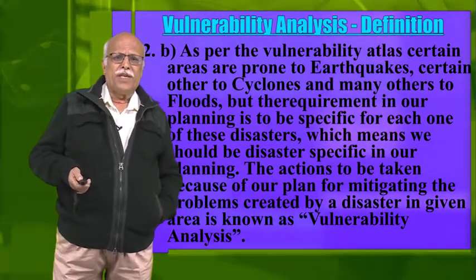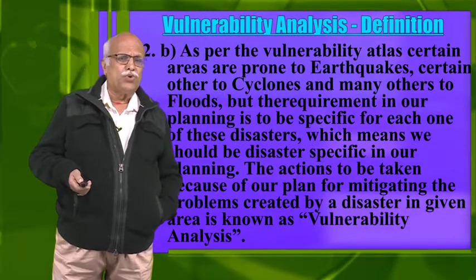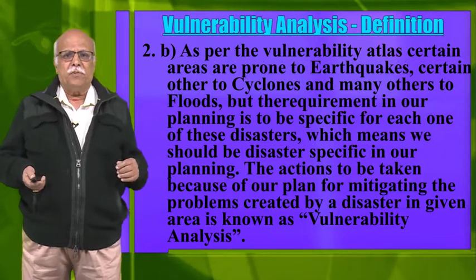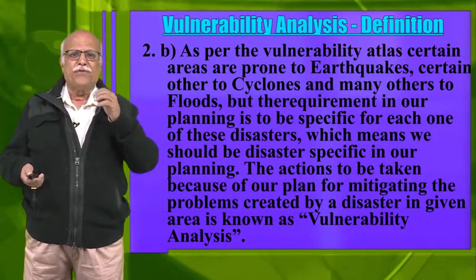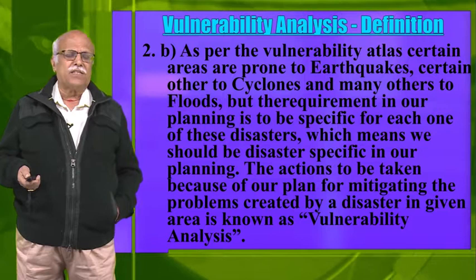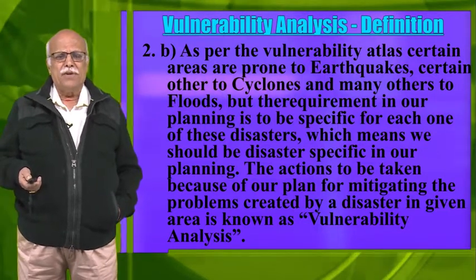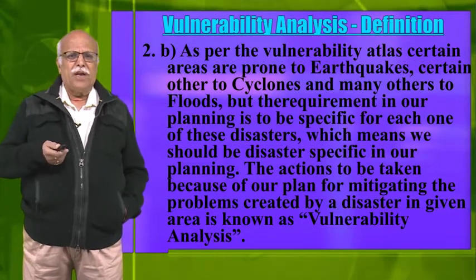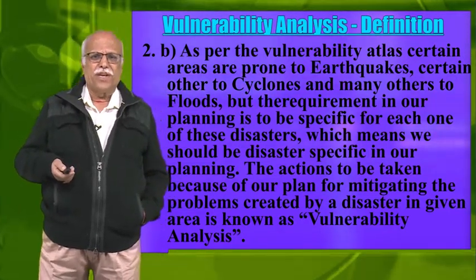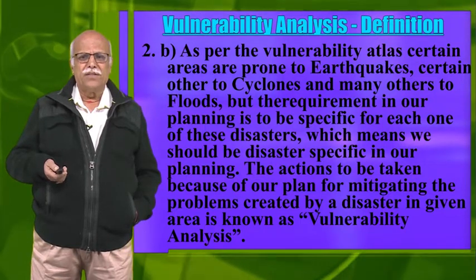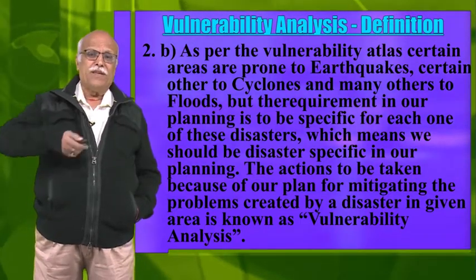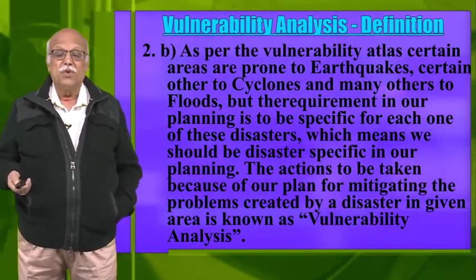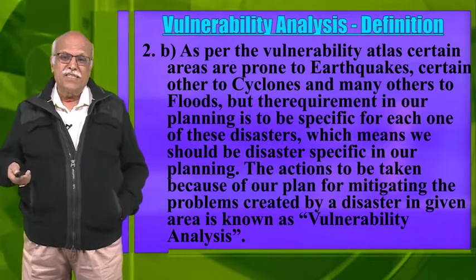As per the vulnerability atlas, certain areas are prone to earthquakes, certain others to cyclones and many others to floods. But the requirement of our planning is to be specific for each one of these disasters. What do you mean by that? For example, sitting in a place like the Himalayas, I have to think in terms of earthquakes, fine, but where is the cyclone there? There is no cyclone there. Preparing for cyclones somewhere in the Himalayas is going to be a waste of time and effort. So, this is what we mean by saying disaster specific.